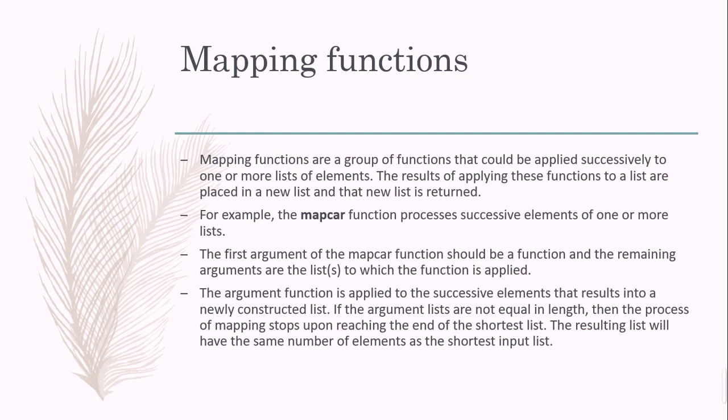The argument function is applied to the successive elements, which results in a newly constructed list. If the argument lists are not equal in length, then the process of mapping stops upon reaching the end of the shortest list. The resulting list will have the same number of elements as the shortest input list.